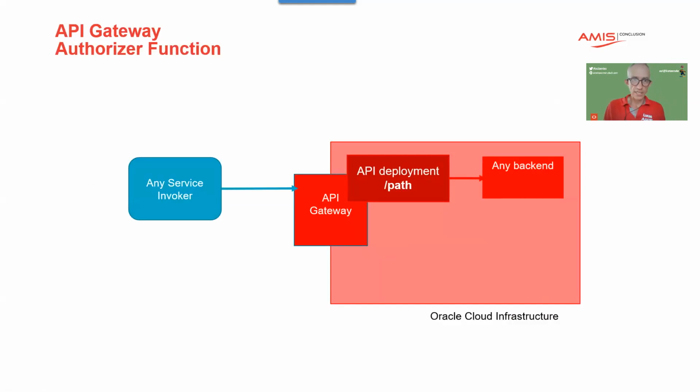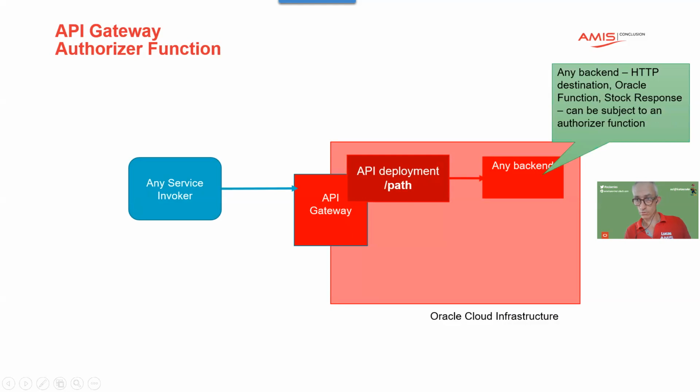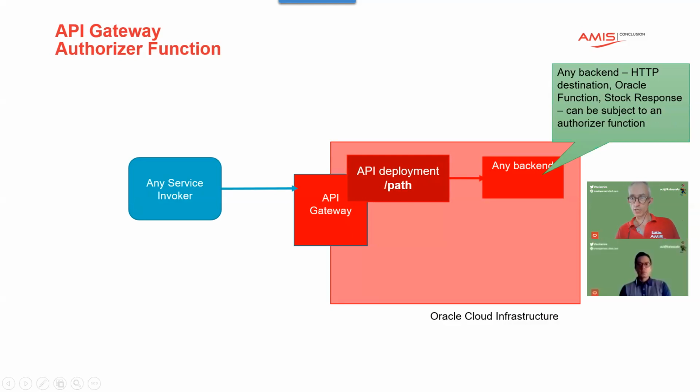So the authentication is implemented using a special function, which is called the authorizer function. And basically, here we have a route through the API gateway to a specific backend. And to make sure that only authorized requests are flowing through this route, and now I have to relocate Rolando and show myself perhaps.